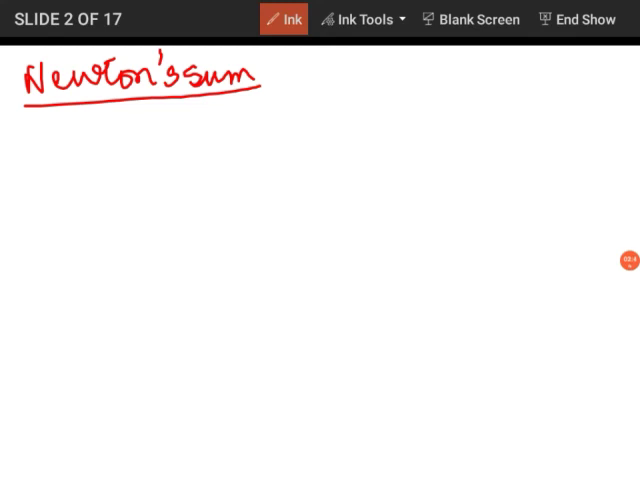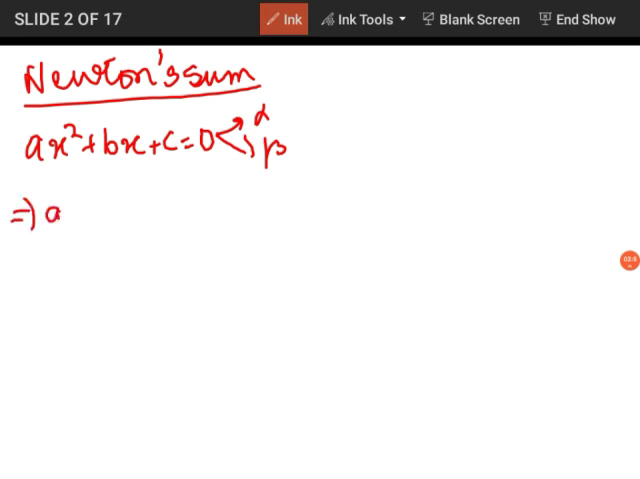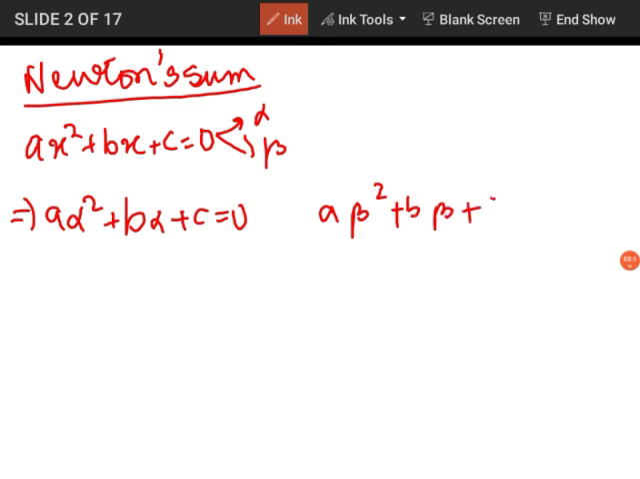So what is Newton's sum basically? First of all, let us see an example. ax square plus bx plus c is a quadratic equation. Say the roots are alpha and beta. If alpha and beta are the roots, then we can write a alpha square plus b alpha plus c is equal to 0, and a beta square plus b beta plus c is equal to 0.